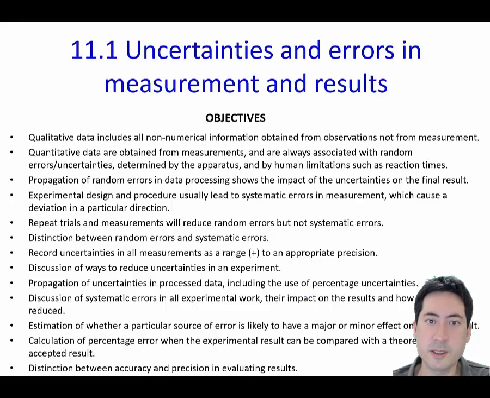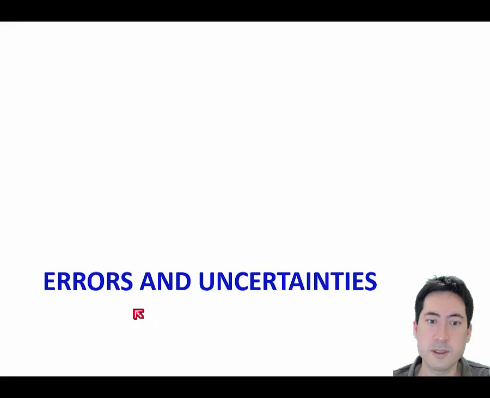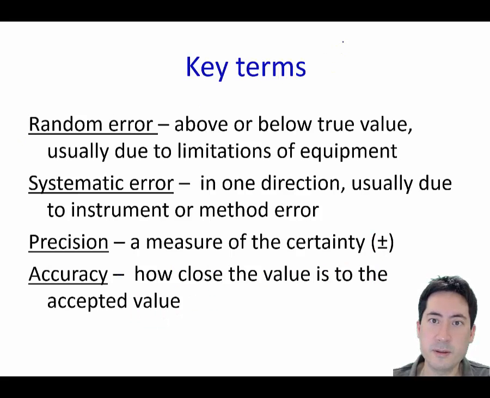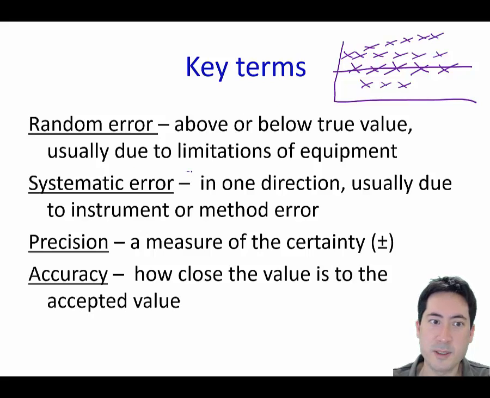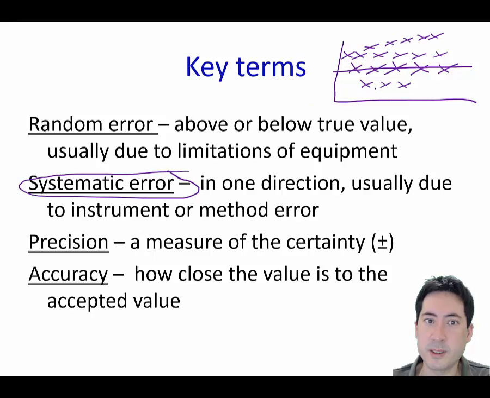These are the objectives, and this is what I'll do first: errors and uncertainties. Firstly, the key terms. When you do some data taking, you may have a result like this. This here represents the true line, and if your values are always above that or always below that, or maybe doing a trend like this, you would say that that would be systemic error. So there is something wrong with the way it's being done.